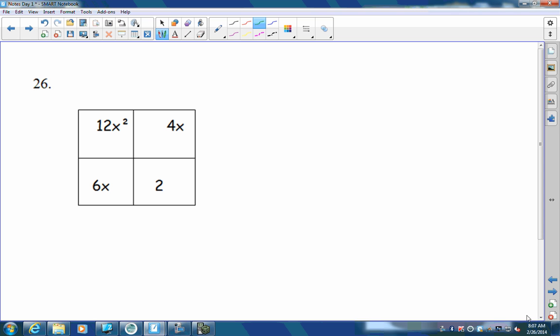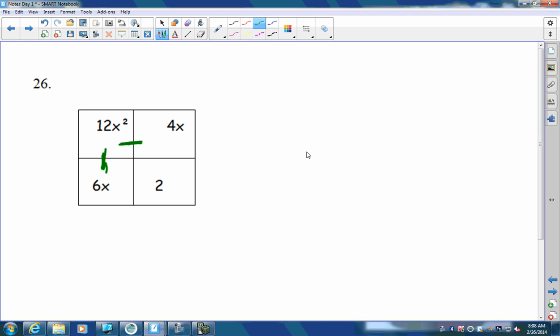Try and do number 26 where you pull out the GCF out of these two right here. Figure out what the GCF is out of these boxes from left to right and up and down, and then do your puzzle. If you're stuck, that's okay. Go back to the other ones on your worksheet on your GCF. We'll be back in just a second.